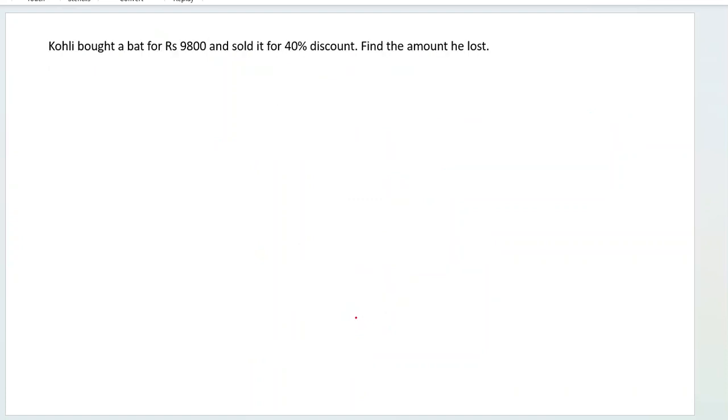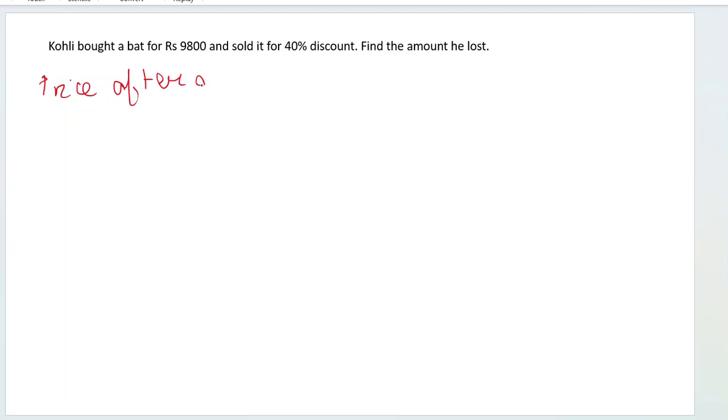We move to the next problem. Kohli bought a bat for rupees 9800 and sold it for 40% discount. Find the amount he lost. Now in this problem, to solve it, we need to know the formula of price after discount.